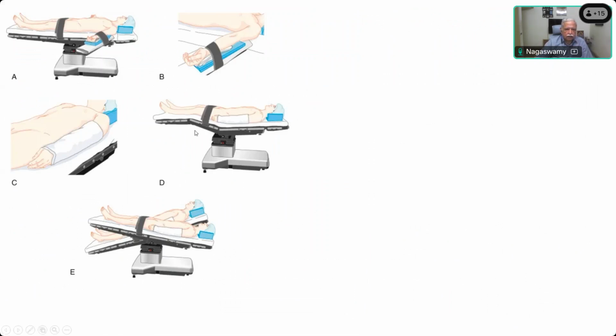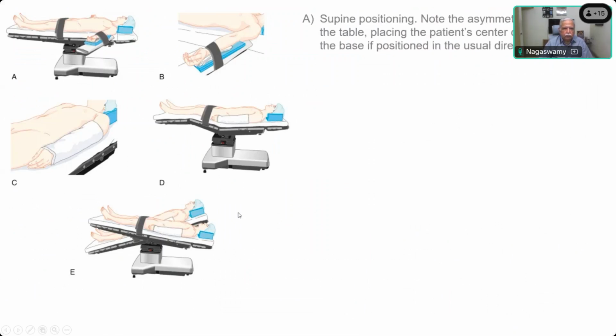This is called the lawn chair position. There is a slight elevation of the leg and slight bending at the knee, so that you can put a pillow underneath and give support here. This is much more comfortable for the patient. And this is the Trendelenburg and reverse Trendelenburg. So here, the A position is the normal supine position that we normally use.